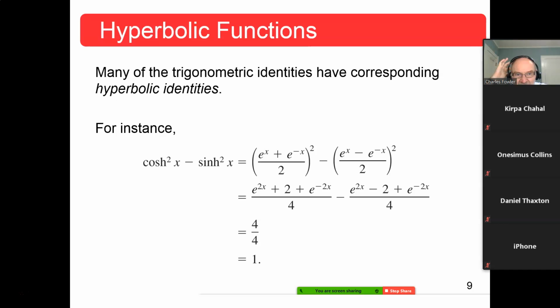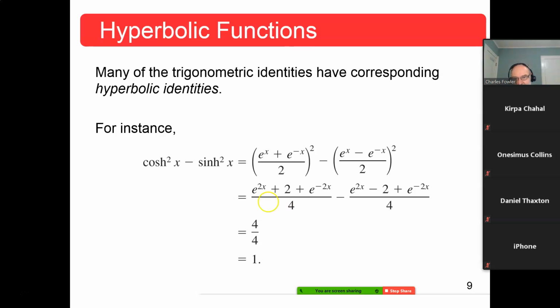Many of the trigonometric identities have corresponding hyperbolic identities. Corresponding but not quite the same. And that's what makes it so confusing. If you start thinking trig functions, you're going to mess up because of signs. Now in some places they're the same, in some places they're not the same.